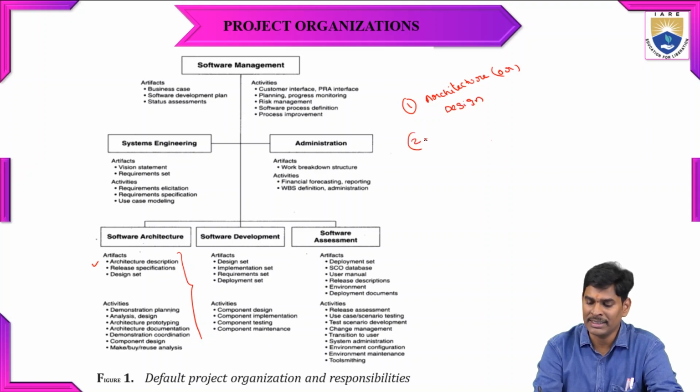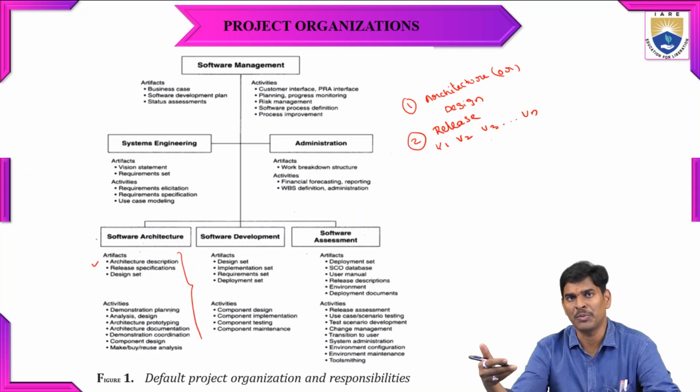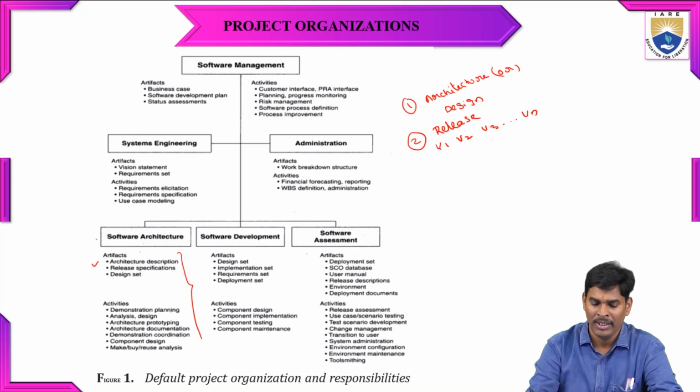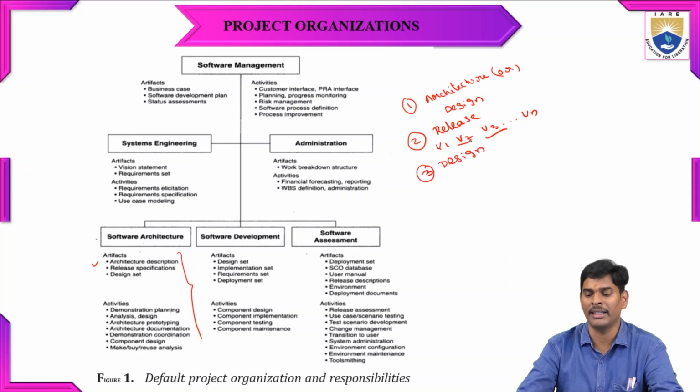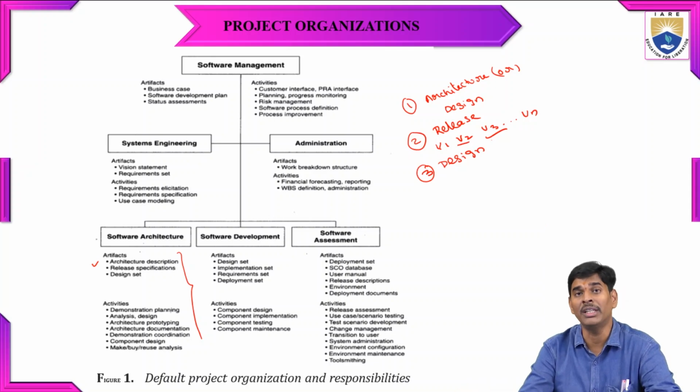And the next one is, after designing this, they need to check the release specification. So like version 1, version 2, version 3 till version N, and whether components have to be added or removed. The next one is the design set. So after completion of that, they can go for another release of the architecture design. The implementation of the architecture will be done in the artifacts.